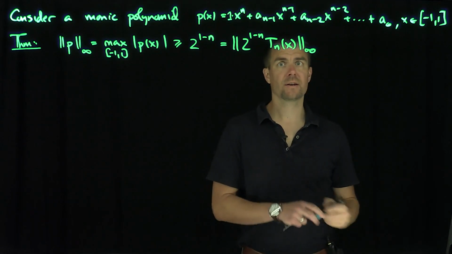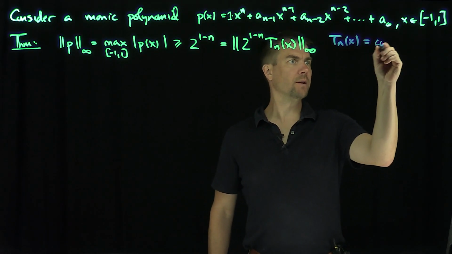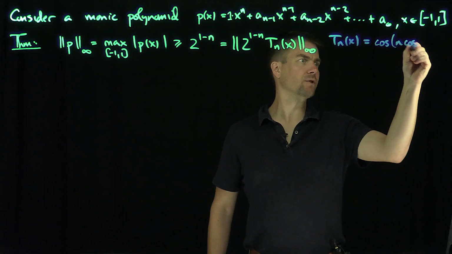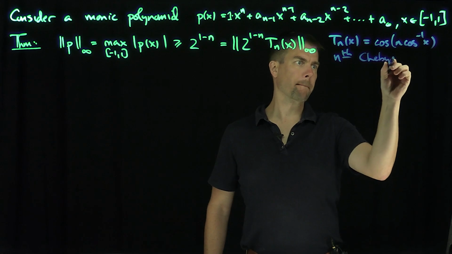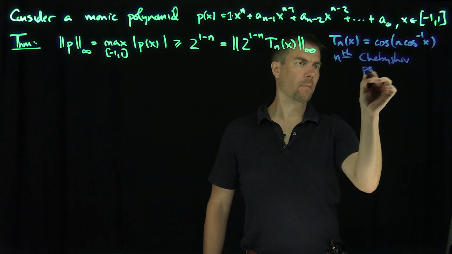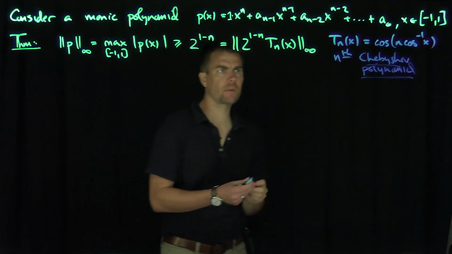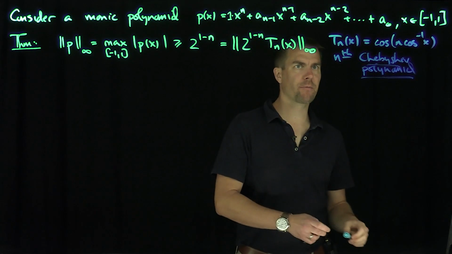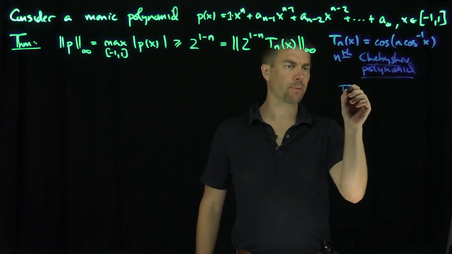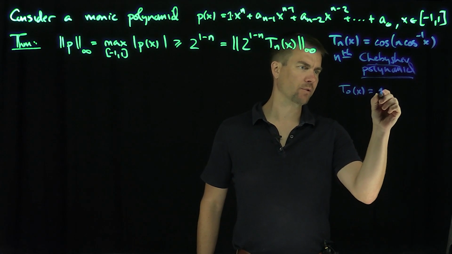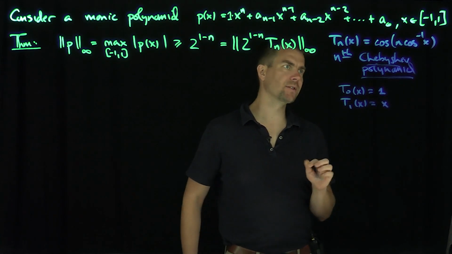So here, Tn is going to be cosine of n cosine inverse of x. That's the nth Chebyshev polynomial. Okay? And now we need a fact about this nth Chebyshev polynomial. So we know that, of course, t0 of x is equal to 1. We know that t1 of x is equal to x, like that.